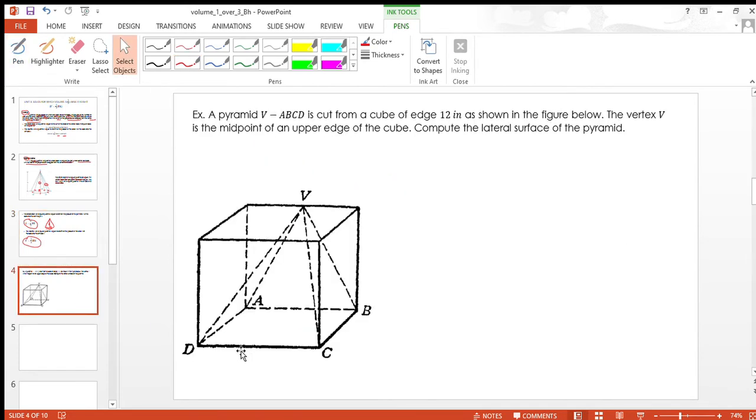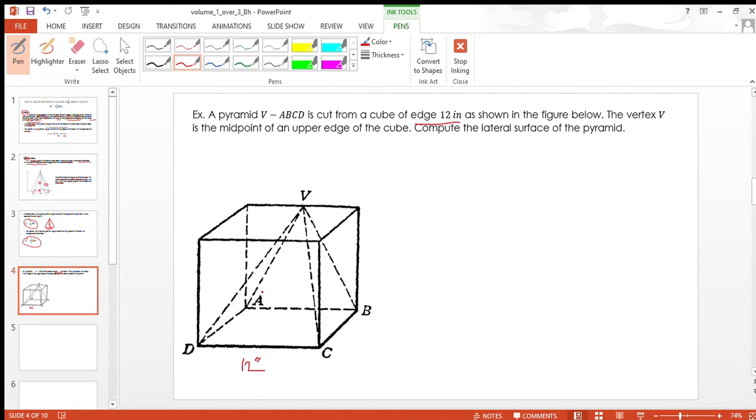Let's look at an example here. Again, this is in your module. I would just like to explain the solution given. A pyramid VABCD. So that's the pyramid, the one formed inside the cube, cut from a cube whose edge is 12 inches. So one edge of the cube is 12 inches.